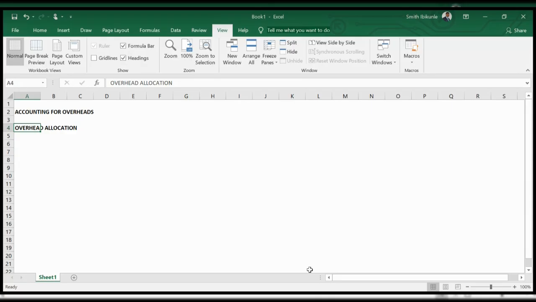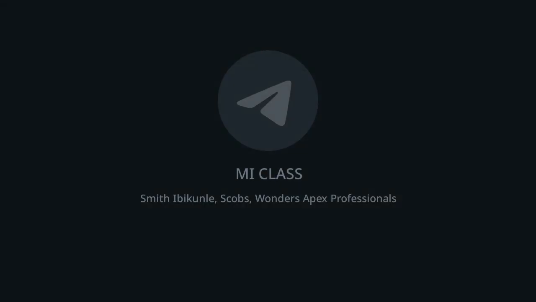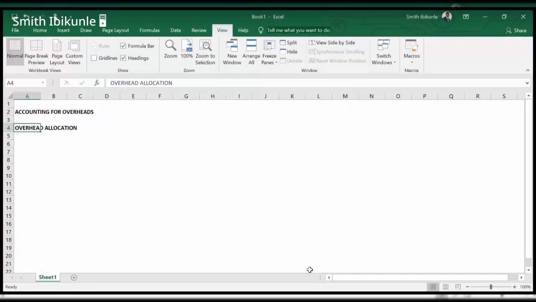The second one is overhead apportionment. I will still give you the notes for each of them. Overhead apportionment is the opposite of overhead allocation. In overhead apportionment, the overhead does not belong to a particular cost center. It belongs to, say, three cost centers, so you will have to share it. That sharing is what we call apportionment. You have to share it among all the cost centers. So in allocation, the whole sum goes to a particular cost center. In apportionment, the whole sum is not for a particular cost center. It has to be shared among two or more cost centers.